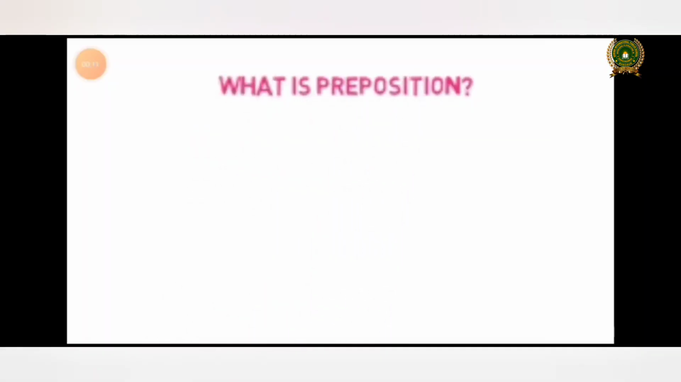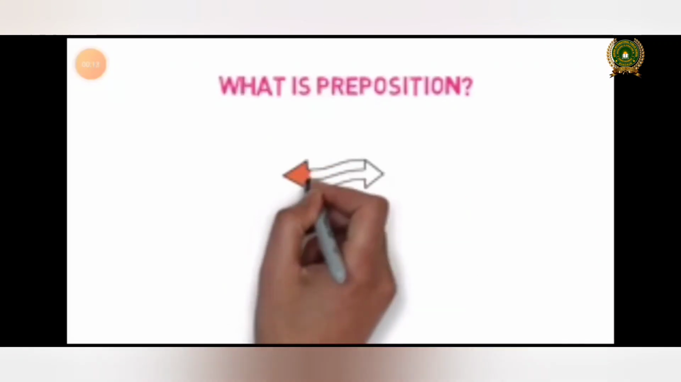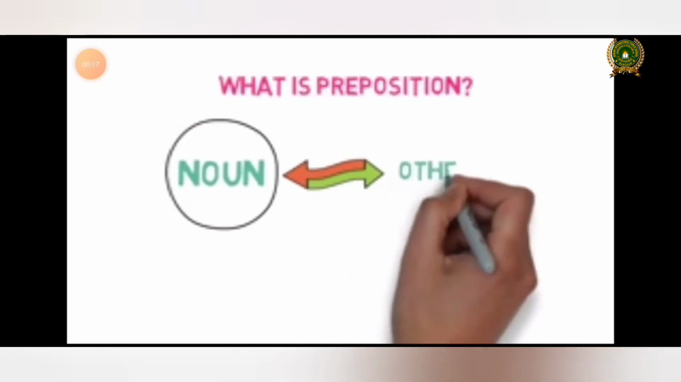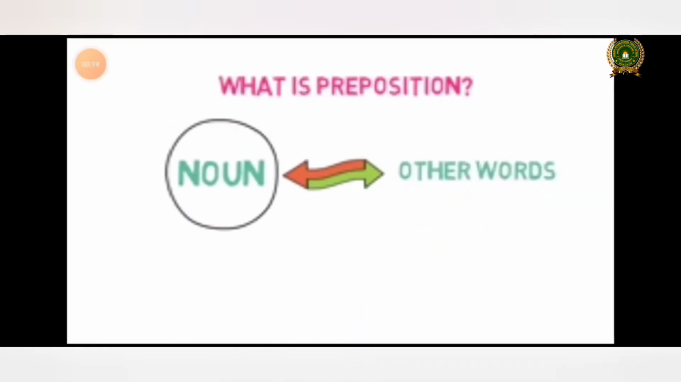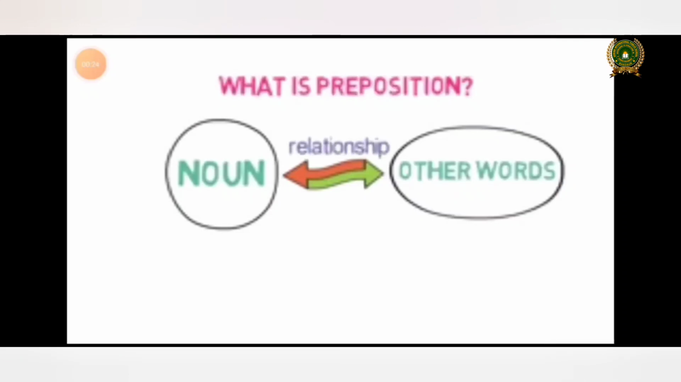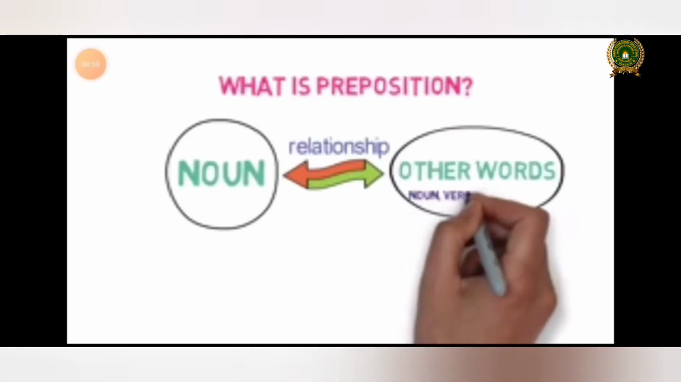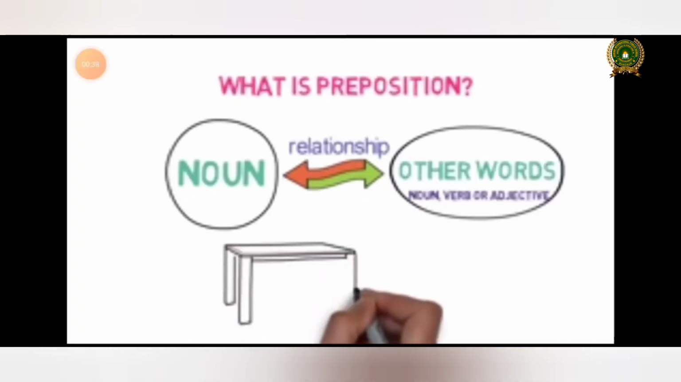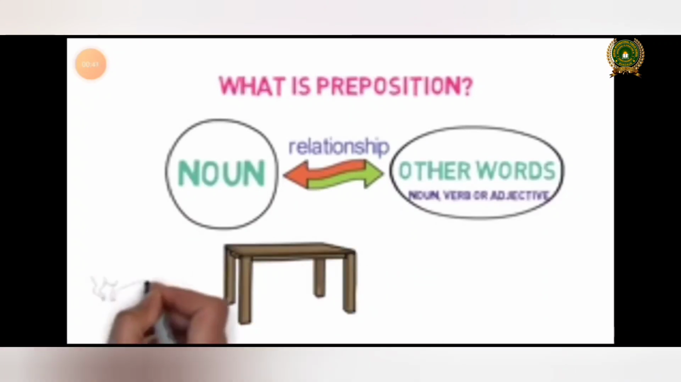What is preposition? Preposition is a word which links a noun or pronoun with other words in a sentence. Other words means it shows the relationship of a noun with other words in the sentence. Okay? Noun or pronouns. These other words can be noun, pronoun, verb or adjective. So we will understand with the help of an example now.